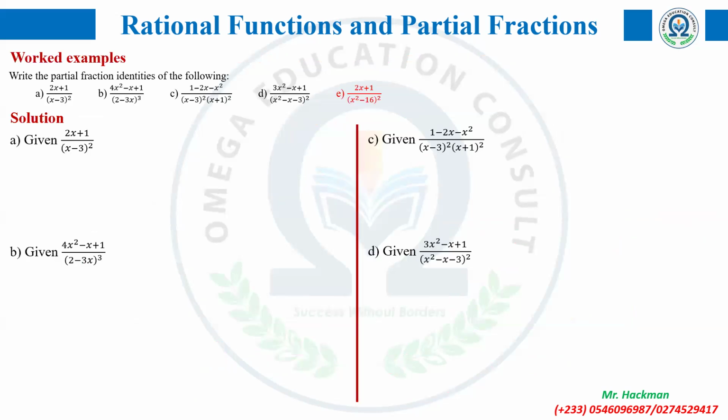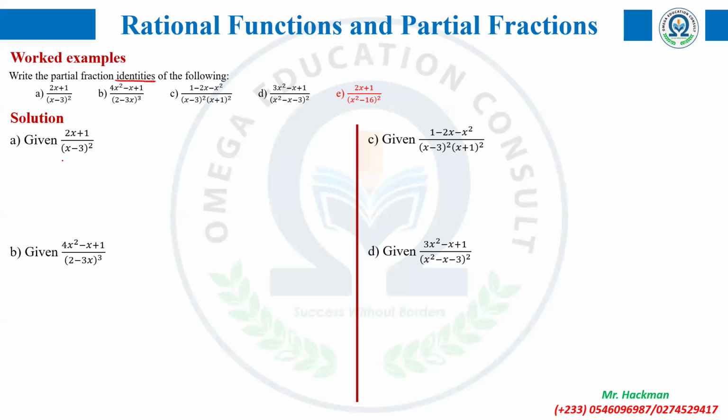So now let's look at our first word example under the repeated factors. Instead of writing this, I've typed it there, but you will write it. So the first word example: write the partial fraction identity. You underline this, meaning you don't go beyond the identities, of the following. The first thing that you write is solution. Then your question number A, giving you the expression.